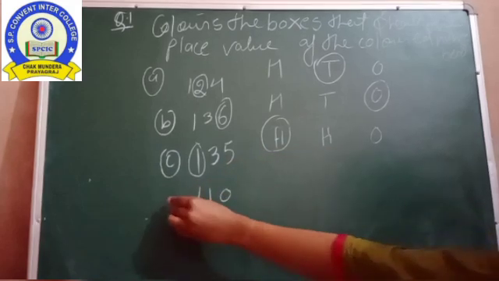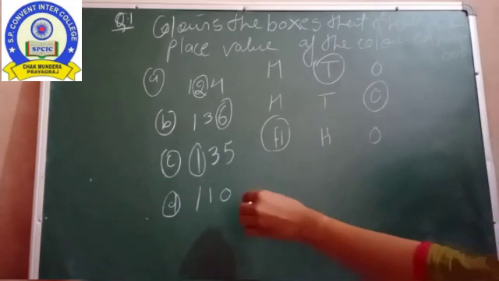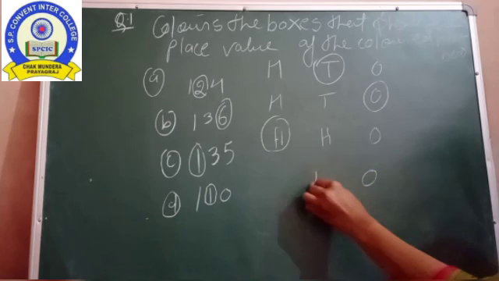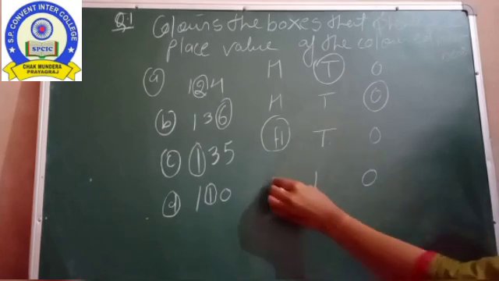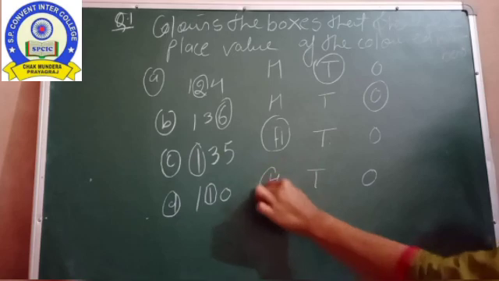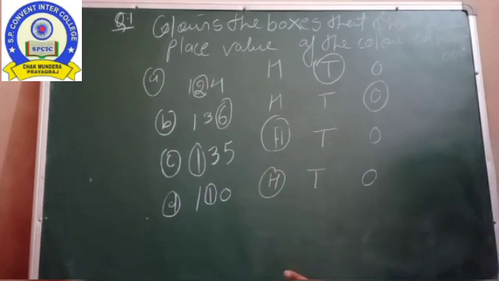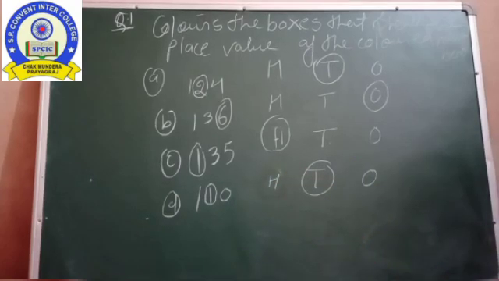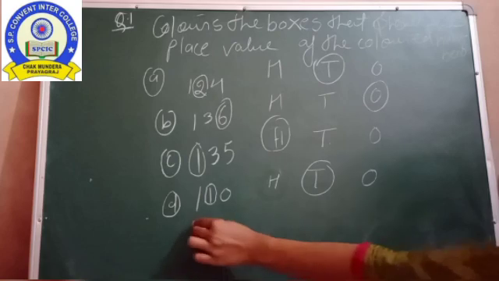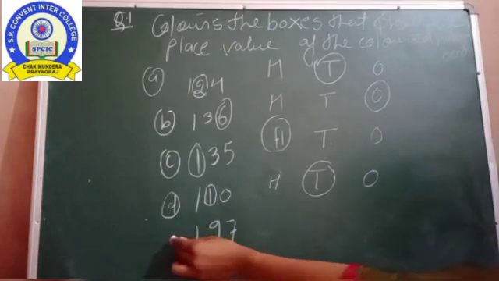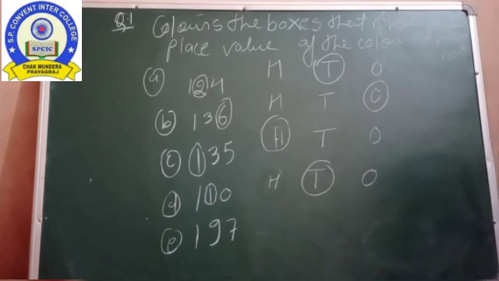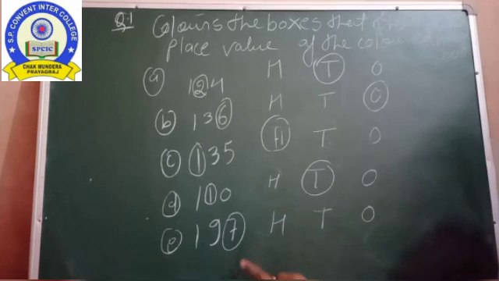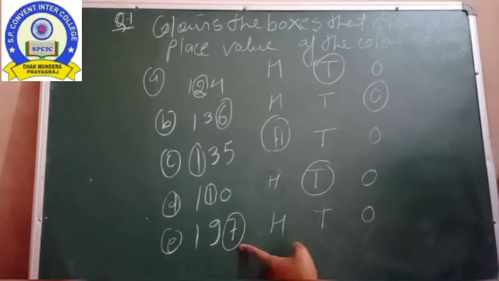110. 1 is the colored digit. Where is 1? 1 is in the tens place. Again, next part, 197. 7 is the colored number. Where is 7? 7 is in the ones place.